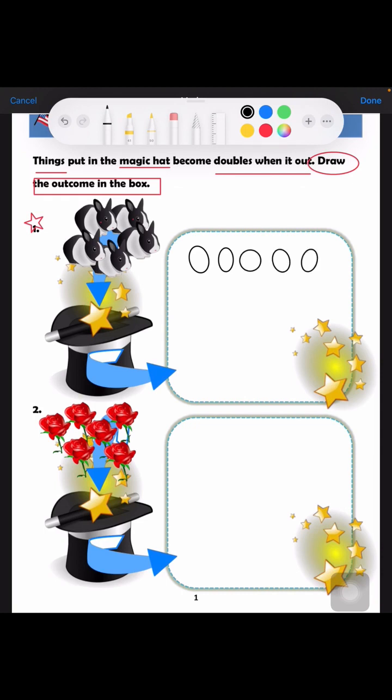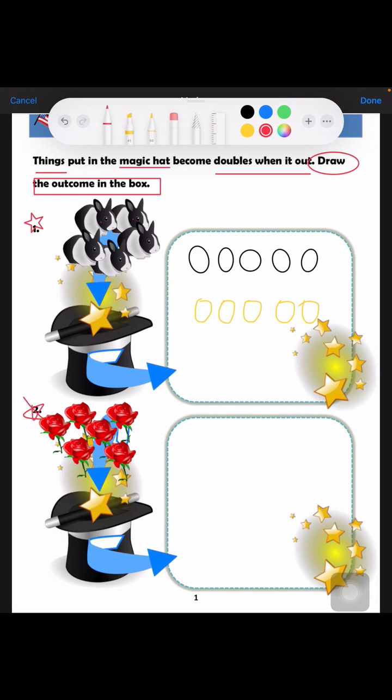If we put 5 rabbits in the magic hat, how many rabbits are in the outcome? Yes, it is a double of 5. So we draw 5 more circles.